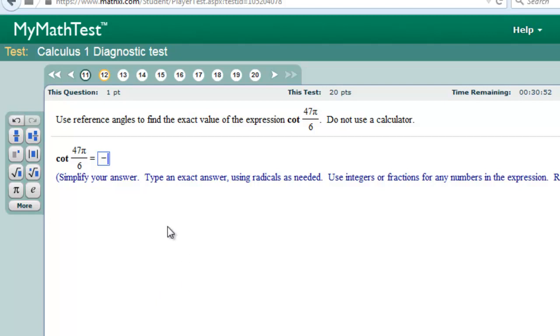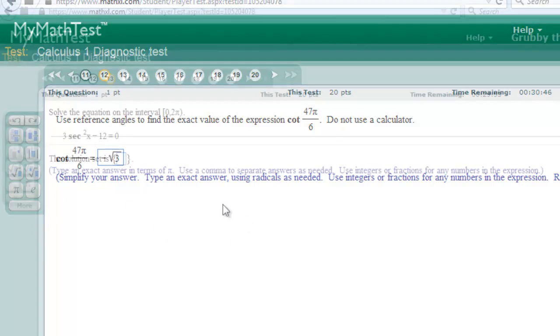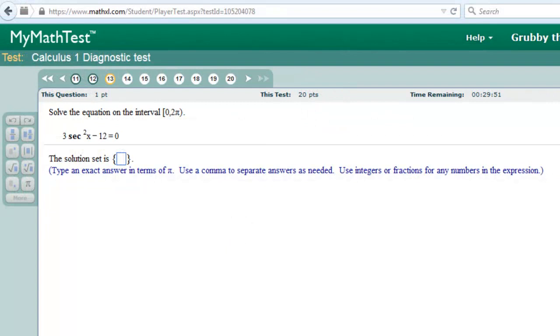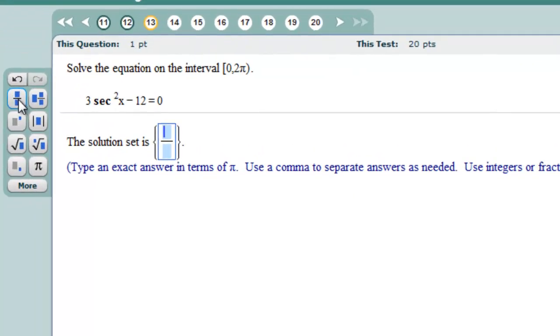So I will type in a negative, select the square root palette, and then type in my 3. Other problems will ask that you write down a list of solutions to an equation. You're going to use commas to separate those solutions, and you might have to put some pi's in it. So, based off of my scratch work, one of the solutions to this is the fraction pi/3. So I'll put in a fraction, select pi for the numerator, 3 for the denominator, and then another one of my solutions was 2 pi/3.